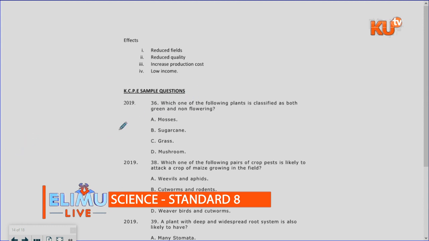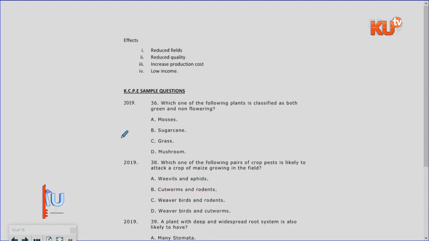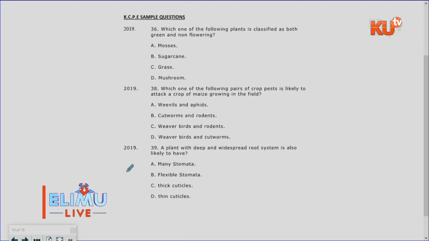So I'll start with 2019. I'll only look at 2 questions, 2019. I will read, which one of the following plants is classified as both green and non-flowering? The right answer is supposed to be a moss. So a moss is an example of green and non-flowering. That is class 5.